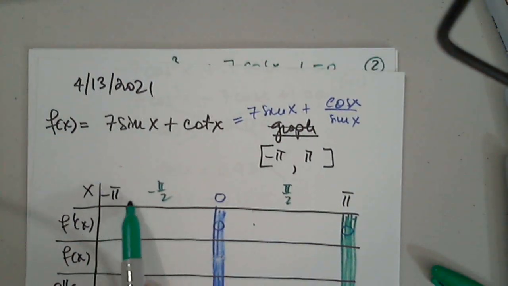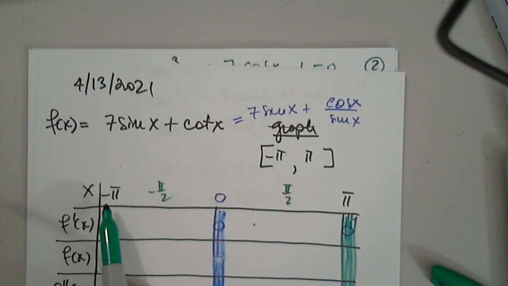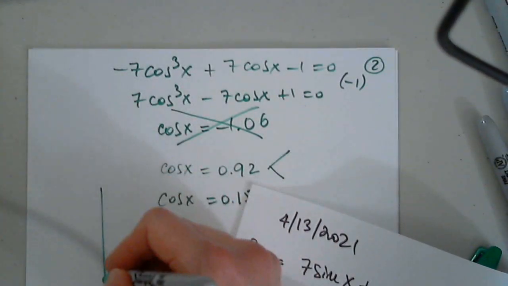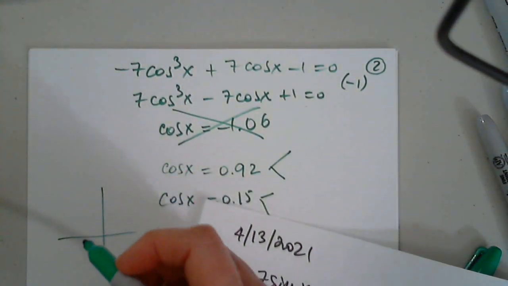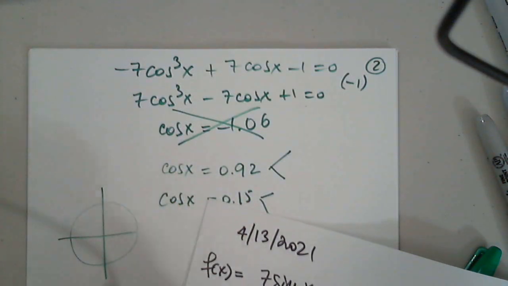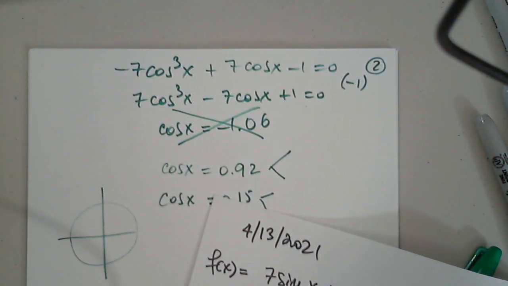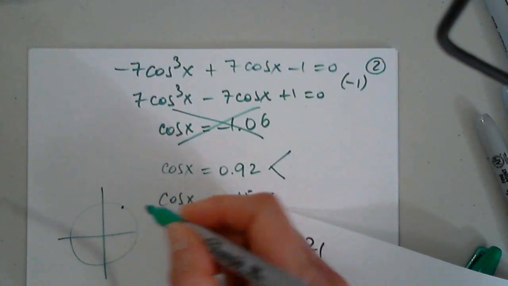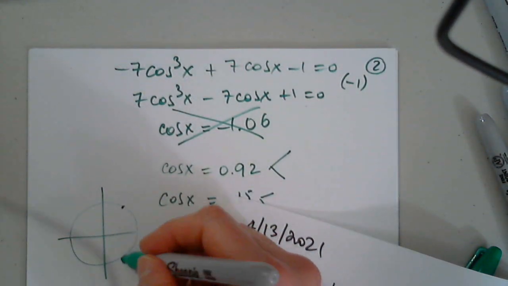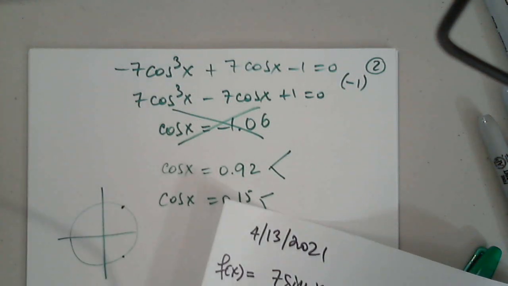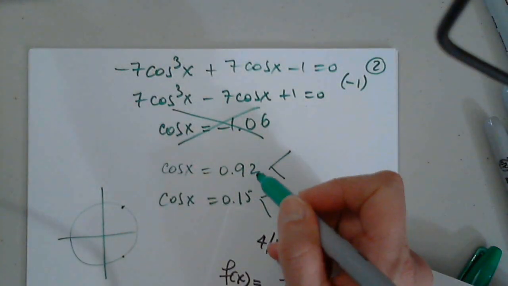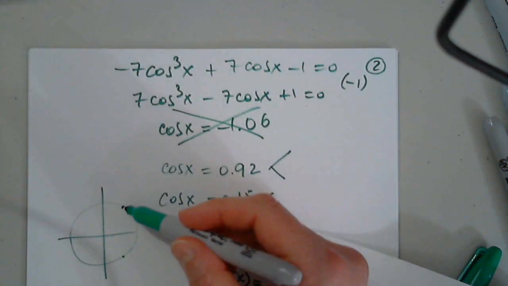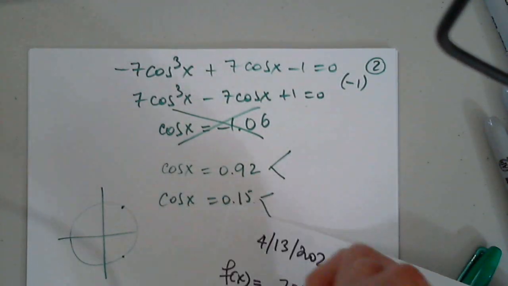And this is from, so the interval, we're talking about negative pi to pi. So this is the entire circle, right? So we're going to look for a solution here and one here, where cosine is positive. So cosine 0.92 and cosine 0.15. So this one will have 2 solutions, and this one will have 2 solutions.